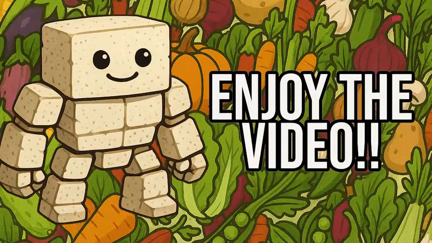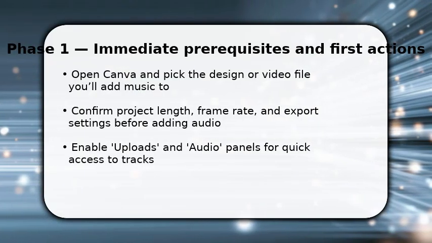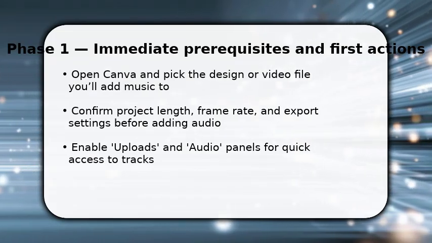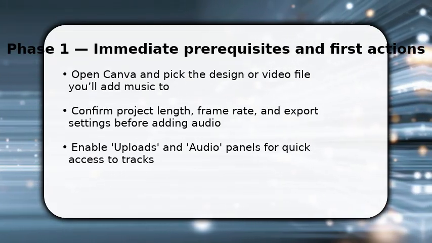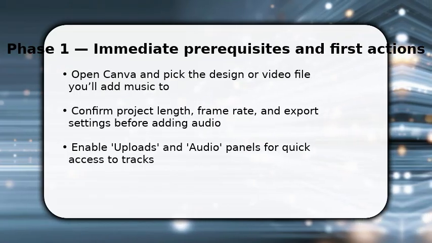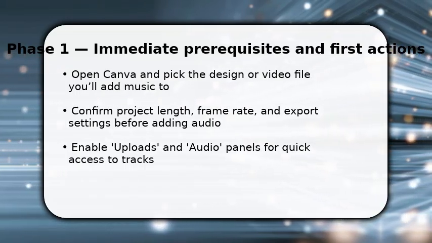Please enjoy the video. You've opened Canva and chosen your design. Now start by confirming length and format so audio syncs correctly. Click the project, then open the audio panel on the left. This gives you built-in tracks.